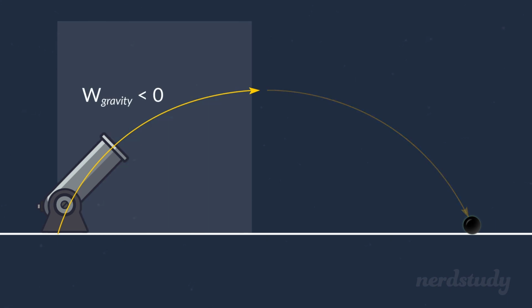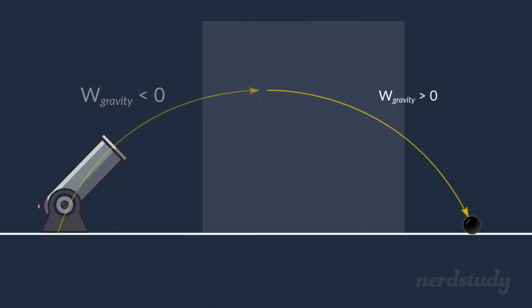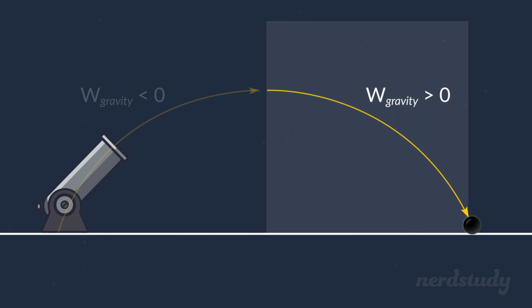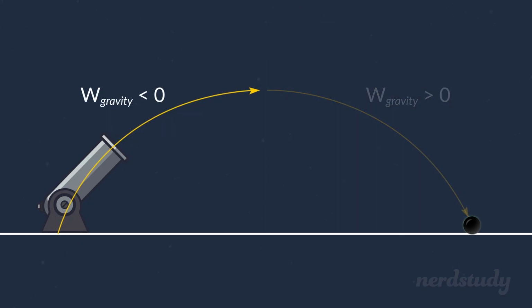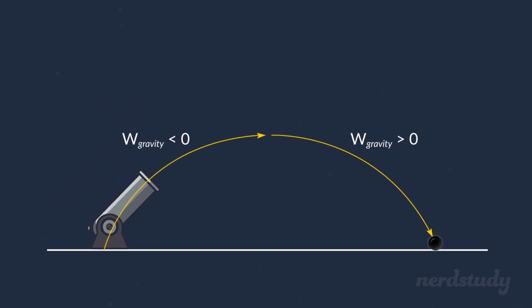Notice how the cannonball moves upward in the first half of the trajectory and downward in the second half? In other words, the cannonball moves against gravity in the first half and together with gravity in the second. So the work done by gravity is negative at first, then positive afterward. And these values end up canceling out, so the net effect is that gravity doesn't do any work.